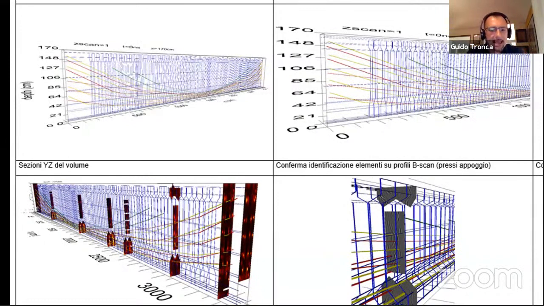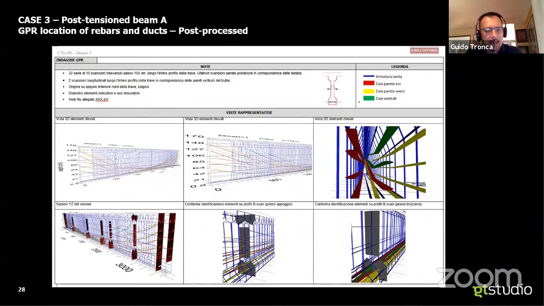Okay, in this case, GPR was a part of the activity because we counted a good number of, I can't remember, let's say 12, 15 PT ducts. How are they doing? Are they well injected? Are there any defects in the grout?